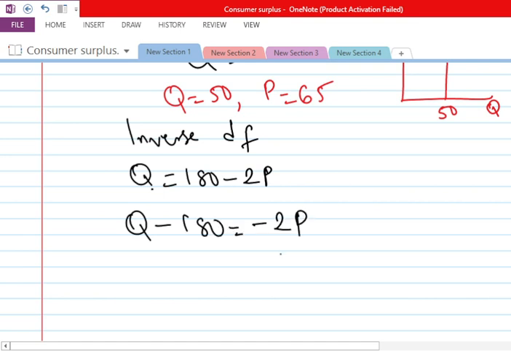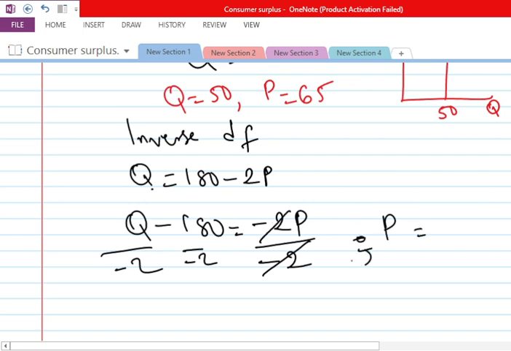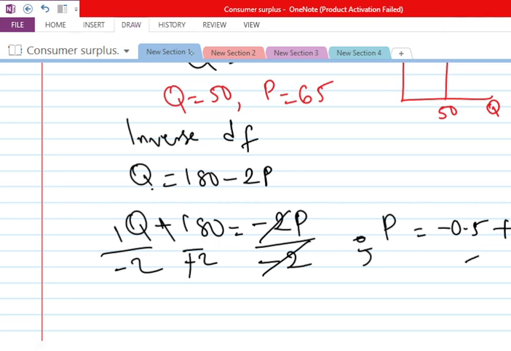So to get P as the subject of the formula, we have to divide by the coefficient of P, which is minus 2, on both sides. Minus 2, minus 2. So when we divide, we have P. This 2 has cancelled out itself. So it's equal to 1 over 2, in decimal form is minus 0.5. Don't forget the minus sign. Then this minus will cancel out this minus, then we have plus 90. So this is the inverse demand function.